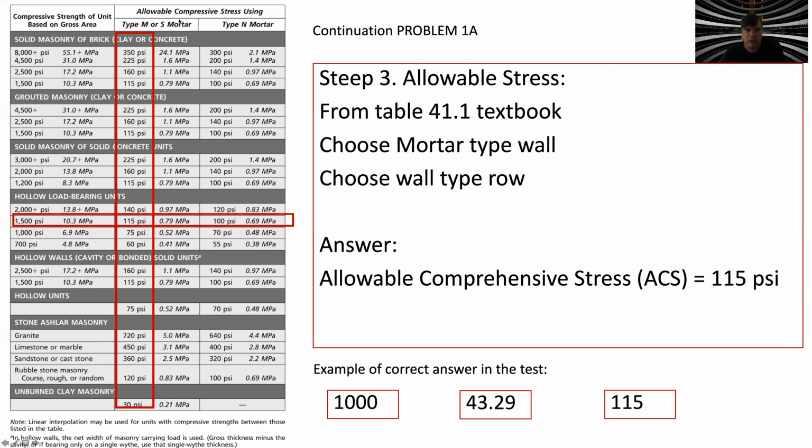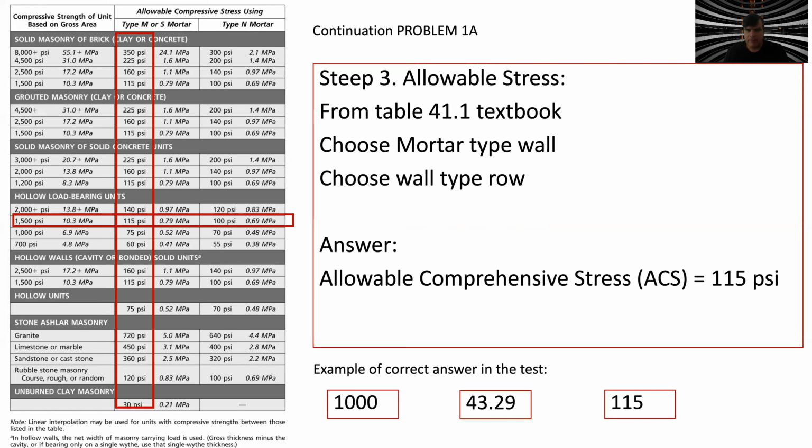We don't need N mortar, we only need M or S. After, from all the types of wall, we will choose hollow load bearing units, and we will choose the specific row of 1,500 because that wasn't the problem, where the two elements cross is 115 psi. Well, we have the 3 answers to our problem.